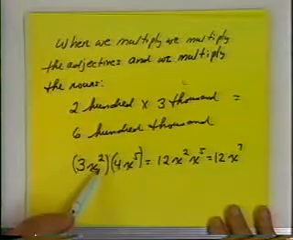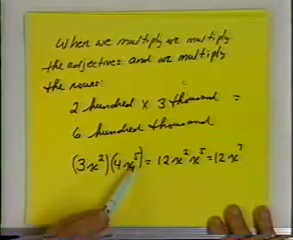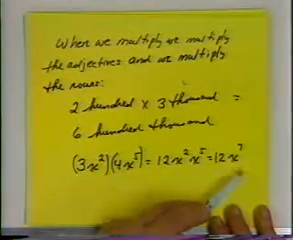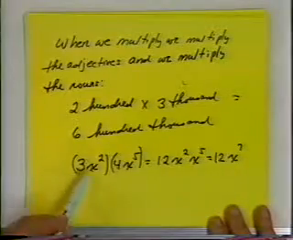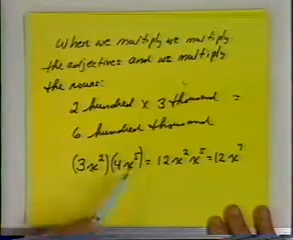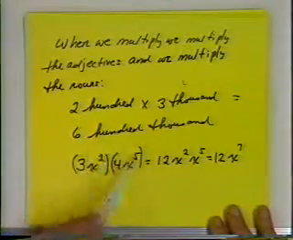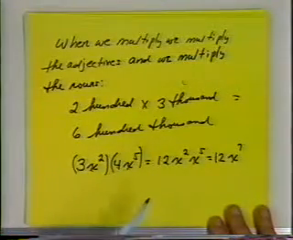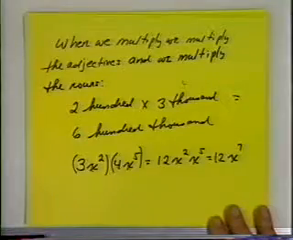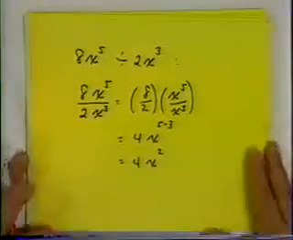So in other words, 3x squared times 4x to the fifth is simply what? 12x to the 7th. Remember, you multiply the adjectives and you multiply the nouns, and when you multiply x squared by x to the fifth, you don't multiply the exponents, you add them. Okay? And the same thing is true about division.